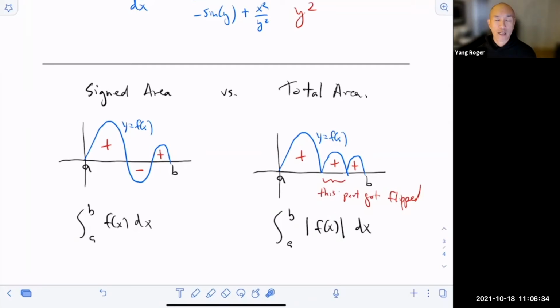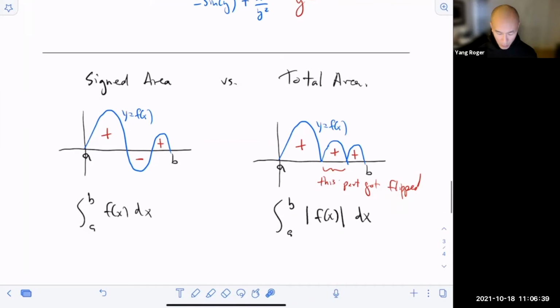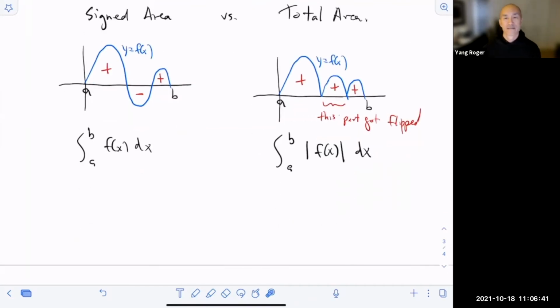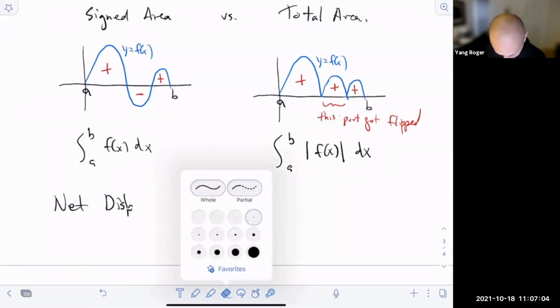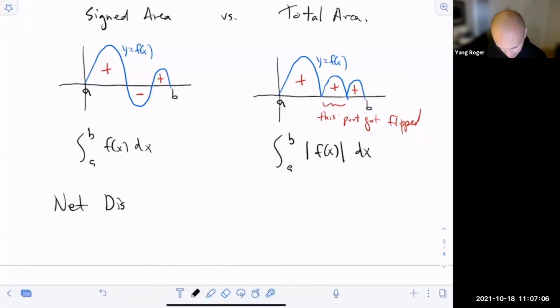So what does this have to do with what we were talking about? Well, we're always working with distance, position, velocity, acceleration, stuff like that. And the signed area is an example of something that we call net displacement. Net displacement. So how does net displacement work?